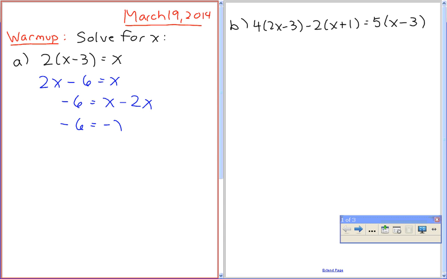Negative 6 equals negative x. How do you get x by itself? Natasha, go ahead. Just take away the negative. Divide by negative 1, take away the negatives. X equals 6, or 6 equals x.